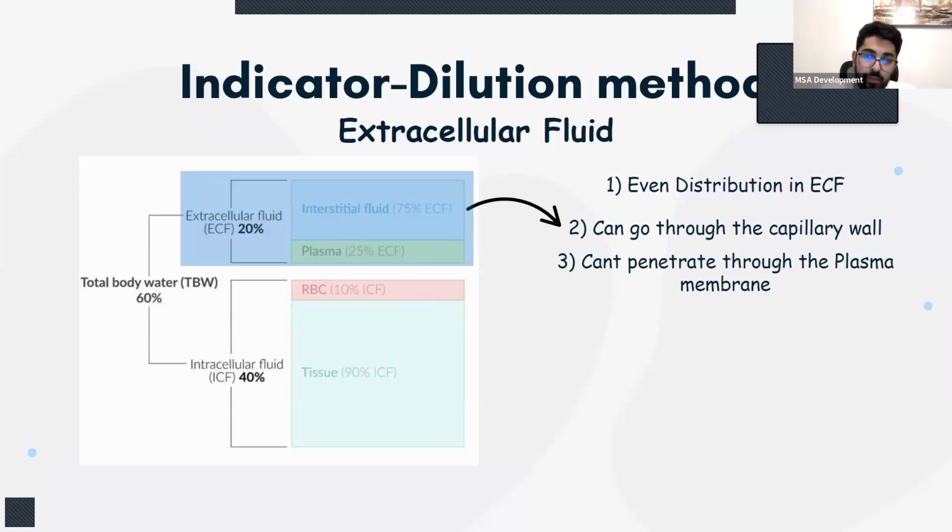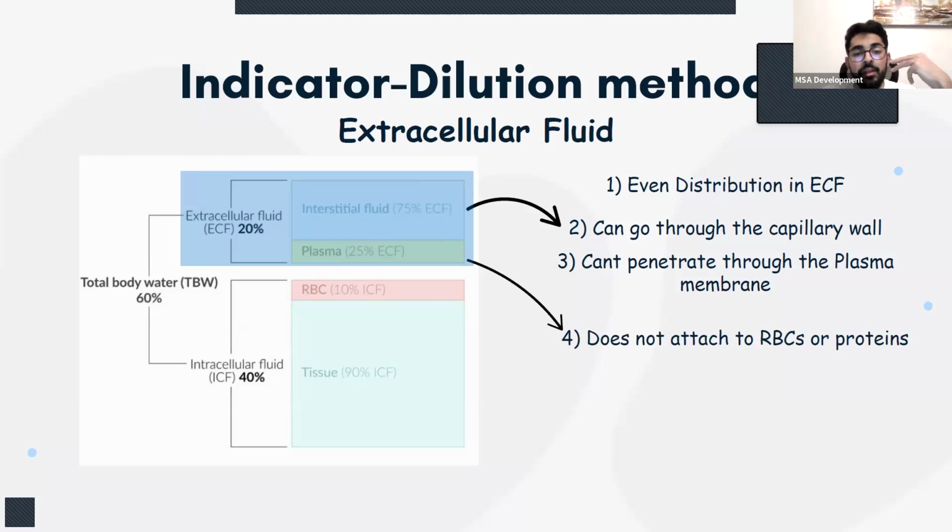But at the same time, you don't want it to go through the plasma membranes, because that's when it's going to reach the intracellular fluid, and you don't want that. You only want to measure extracellular fluid. So first criteria, even distribution in extracellular fluid only. It can go through the capillary wall to reach the interstitium. And number three, it cannot penetrate through the plasma membrane so that it does not go to the intracellular fluid.